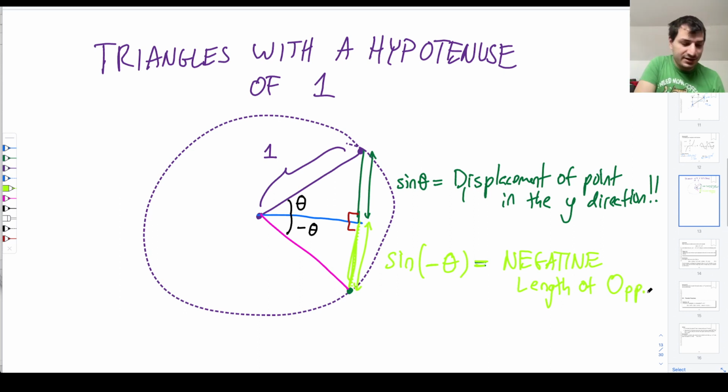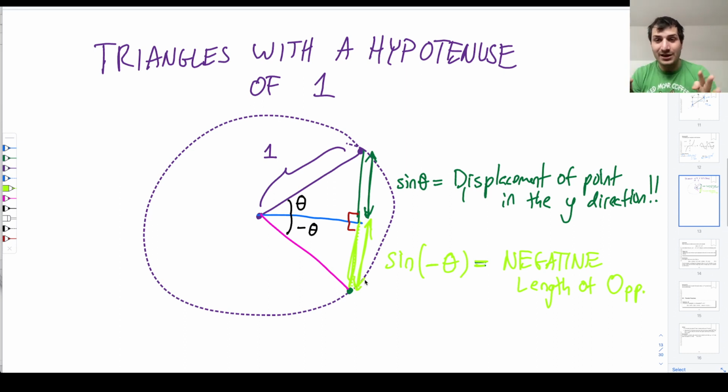Let's call it op for opposite. So the sine of theta is just the length of this dark green segment. That makes perfect sense. The sine of minus theta, it's not this length, it's negative this length. And that's because sine is always the displacement. It's not the actual height, it's how far above or below you are. And because we're below, it's a negative.